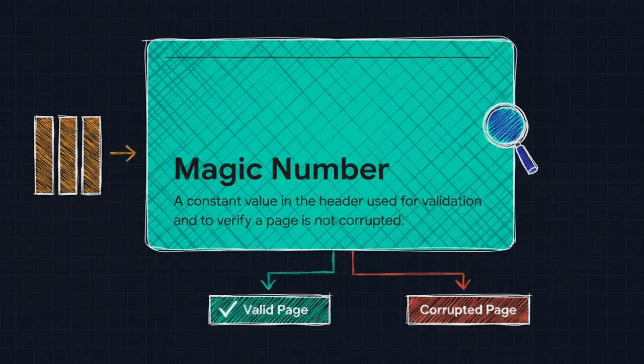And tucked away inside that header is this really neat little trick for making sure everything is okay. A magic number. It's just a constant, unchanging value that acts like a secret handshake. When the system reads a chunk of memory, the first thing it does is look for this number. If it's there, great. It knows this is a valid, uncorrupted page. If it's not there, that's a huge red flag that something's gone wrong.